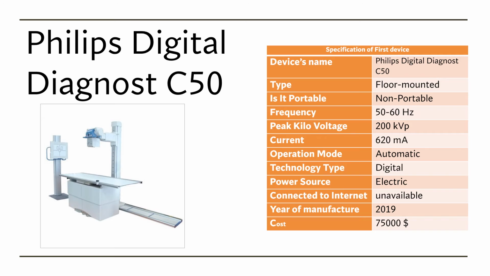So after a lot of searching and asking local medical companies that sell medical devices, we found three models of X-ray that we want to consider, but we have to decide which one matches our requirements. First one is named Philips Digital Diagnost C90. It's floor mounted, not portable, same frequency we want, but the peak voltage is 200 kilovolt, and the current 620 milliampere.